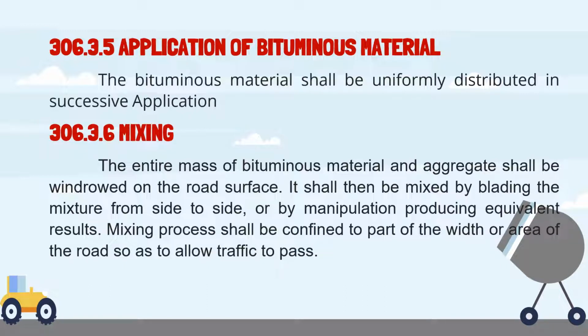It shall then be mixed by blading and mixture from side to side or by manipulation, producing equivalent results. Mixing process shall be confined to a part of the width of the road so as to allow traffic to pass. If the mixture shows an excess, deficiency, or uneven distribution of bituminous material, the condition shall be corrected by the addition of aggregate or bituminous material as required and remixing. And when the mixing operation has been satisfactorily completed, the mixture shall be formed in a windrow of uniform cross-section.